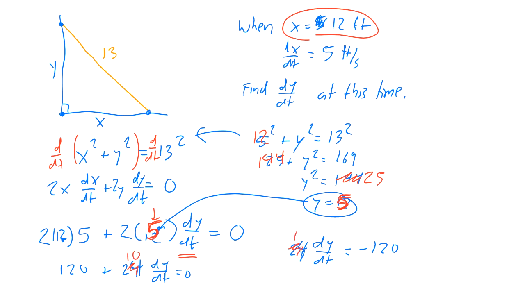So assuming I've corrected things, it looks like dy/dt is going to be negative 12 feet per second. And that negative corresponds to the fact that y is getting smaller as the top of the ladder is moving down the wall. So other than the mistakes, does that make sense? Makes sense. Thank you. Okay.